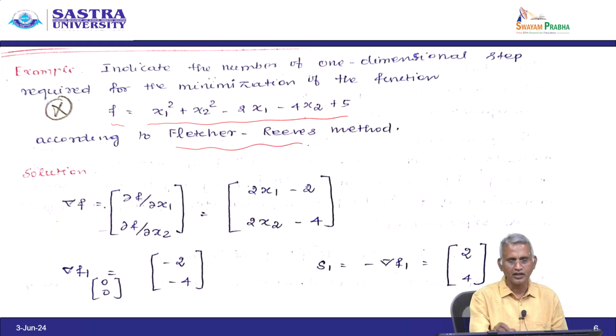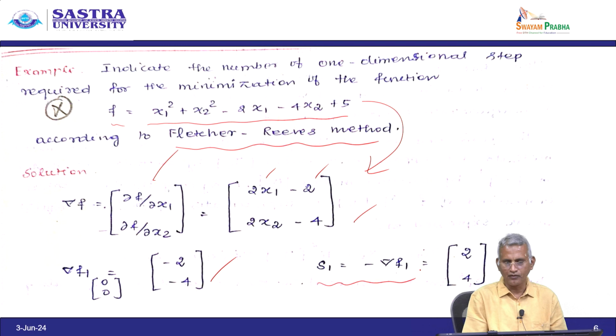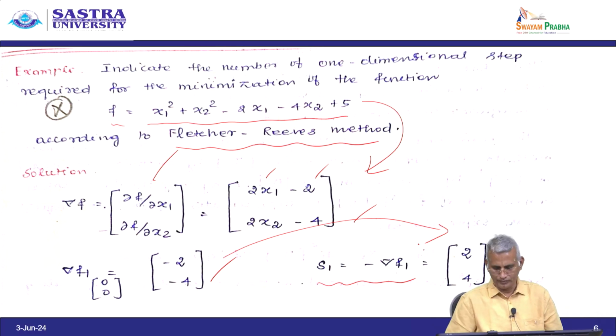According to the Fletcher Reeves method, delta f equal to dou f by dou x1, dou f by dou x2. So, differentiate partially with respect to x1, therefore 2x1 minus 2 will come. The second one partially with respect to x2, so 2x2 minus 4 will come. Now, at 0 0 it becomes minus 2 comma minus 4, therefore S1 equal to minus delta f1. So minus delta f1 means the corresponding value is 2 comma 4.